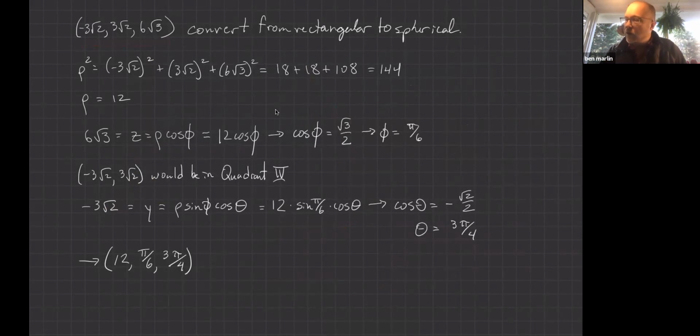First thing is that your rho is just plug in, okay? So I gave you minus 3 root 2, 3 root 2, and 6 root 3. And so to get rho squared, just square all those and add them up. We end up with 144. So the rho would either be plus or minus 12. We're going to choose to work with the plus 12.